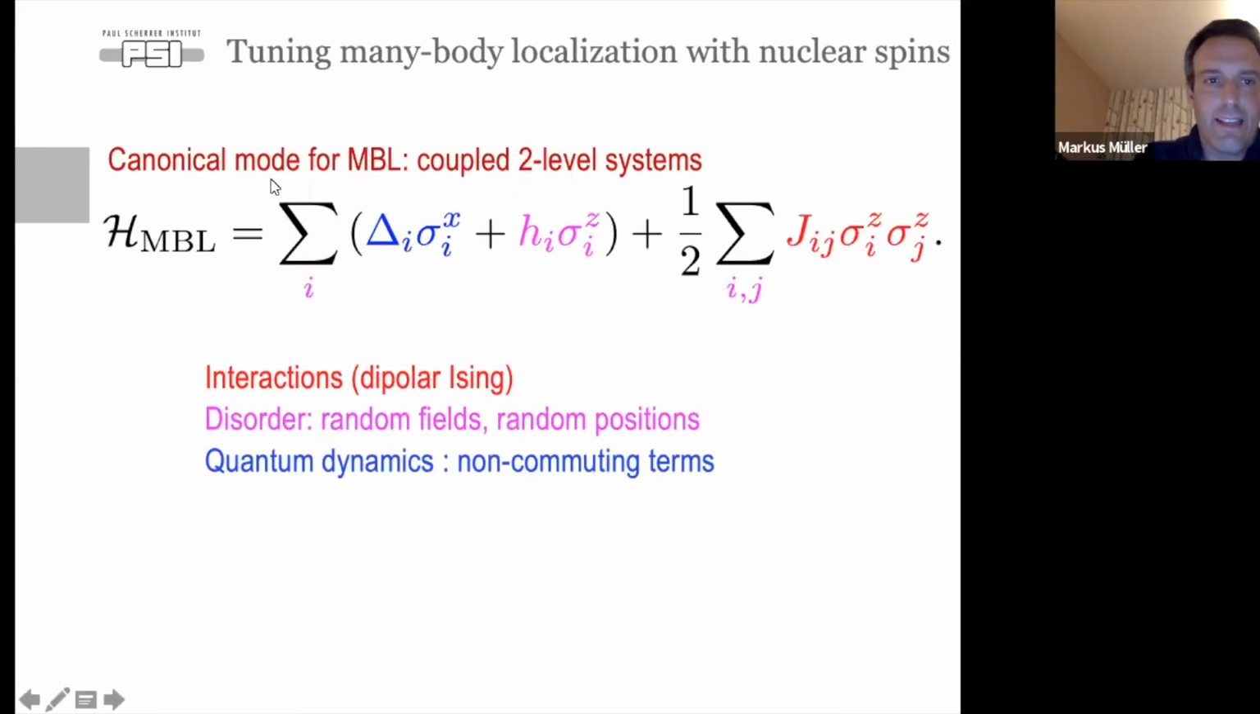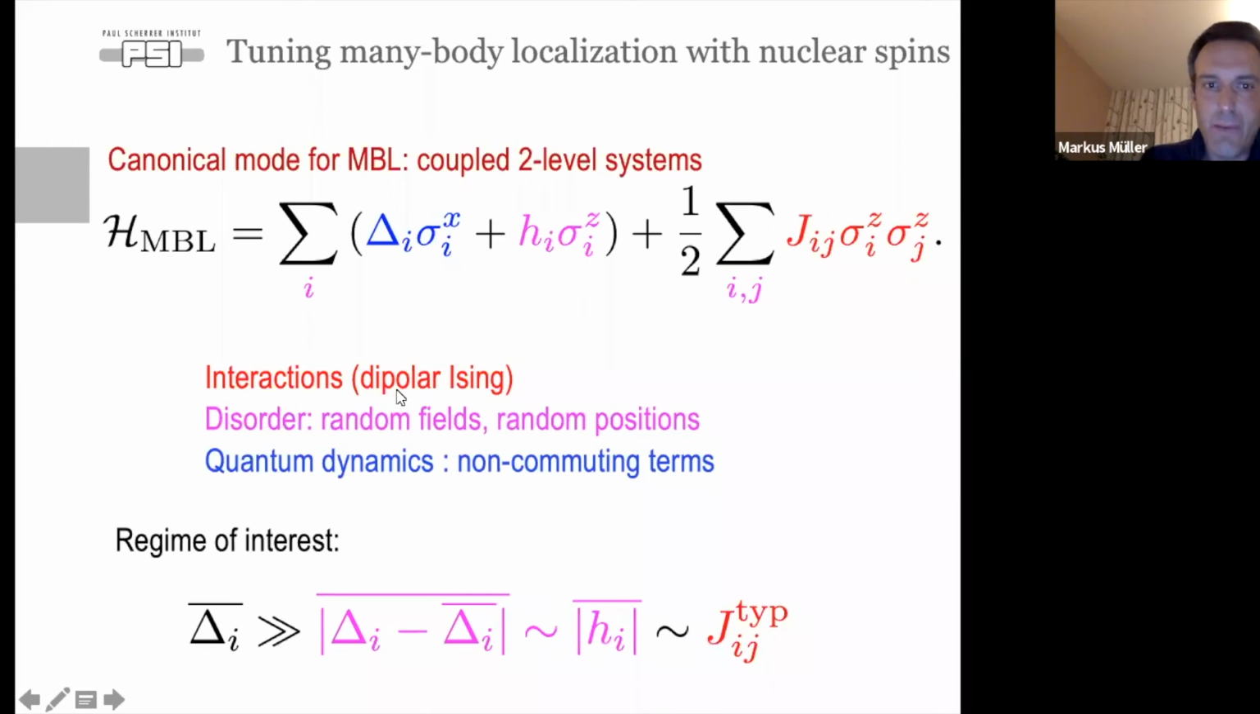So a canonical model for many-body localization is a couple of two-level systems, Ising spins, for example, that interact, and then you have some randomness and you have some transverse fields, right? That's basically the simplest thing that you can write down. We have interactions, randomness, non-commuting terms. The regime of interest here is where the randomness in this term and this term are of the same order as the interaction. Then you have an interesting competition.